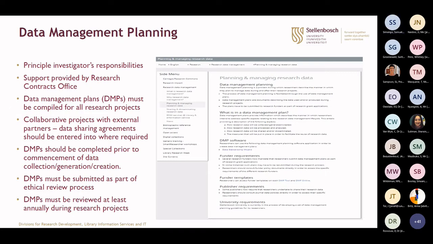Now, the actual regulations themselves indicate that it's mandatory for all research to have data management plans, but it's particularly more important if the research in question has to get ethical clearance from one of the research ethics committees at the university, in which case the REC in question would request that a DMP be submitted as part of the ethics approval process.